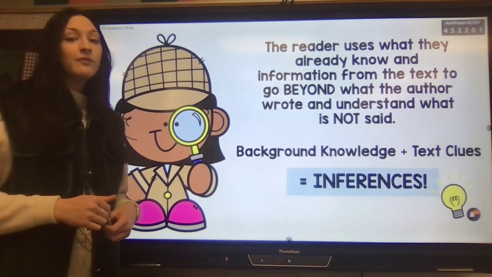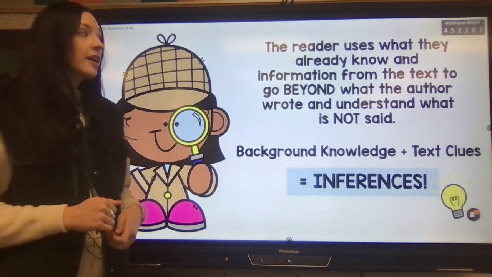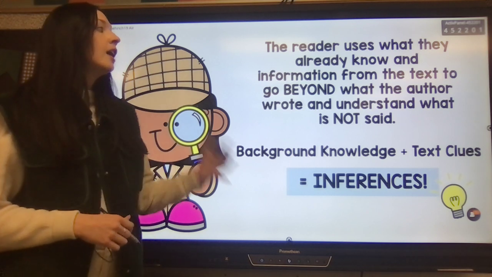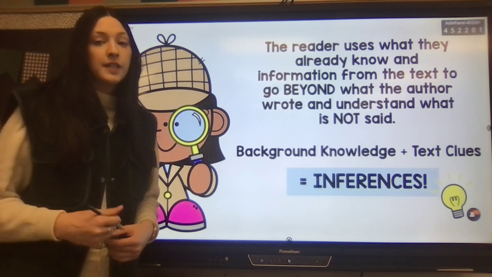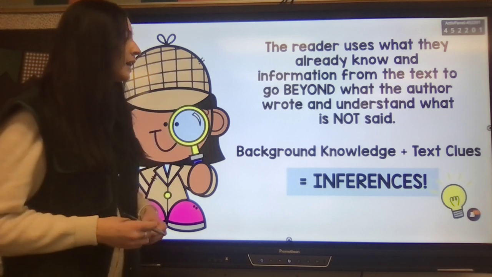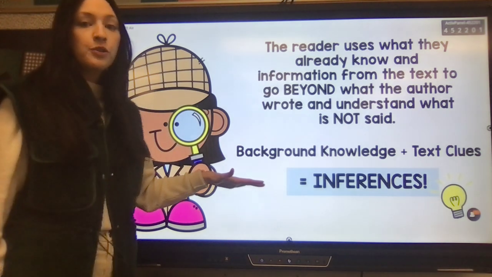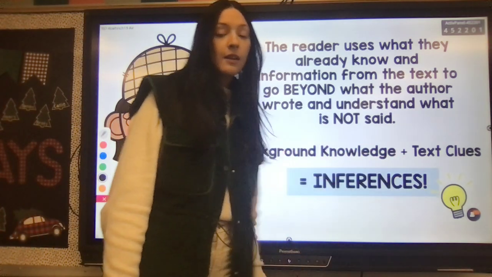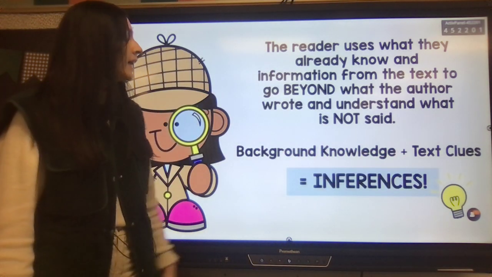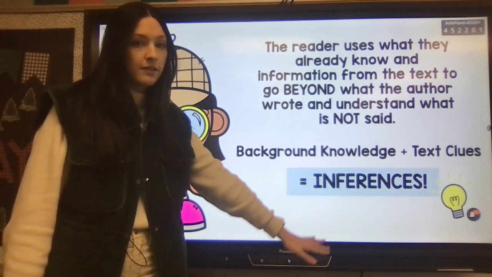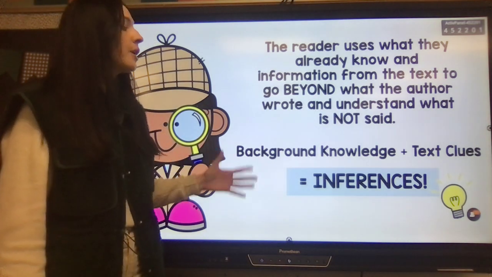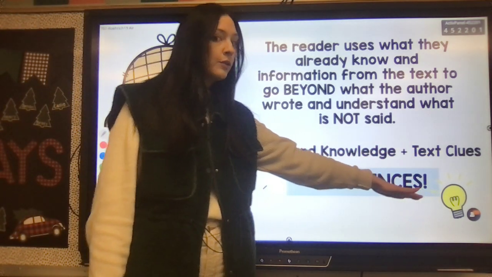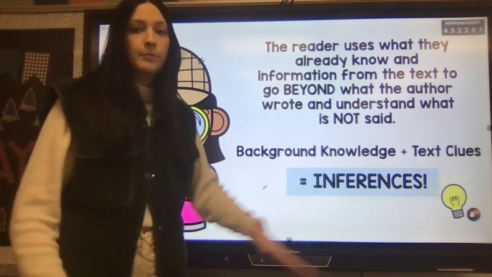When we make inferences, the reader uses what they already know and information from the text in order to go beyond what the author wrote and to understand what is not being said, okay? We use our background knowledge, which is information that we already know, plus our text clues, that's the information given to us in the story, in order to make our inferences. So remember, we take background knowledge plus text clues to make our inferences, okay?